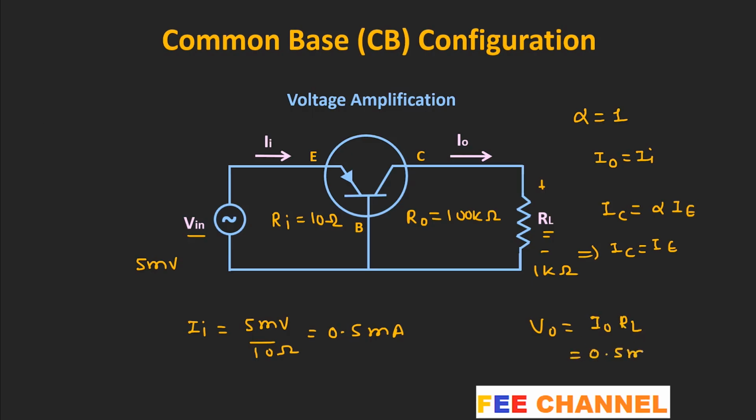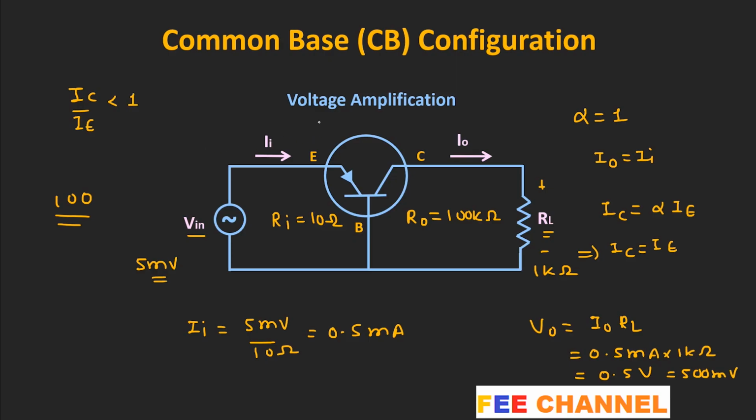So, if we want to find the output voltage, VO, then the VO can be given as IO times RL. That is equal to 0.5 mA asterisk 1 kΩ. That means the output voltage VO is equal to 0.5 V. Now, here the input voltage is 5 mV, while the output voltage is equal to 500 mV. That means the input signal gets amplified by the factor of 100. Or we can say that here the voltage gain is equal to 100. So, in this way, the signal is getting amplified in this common base configuration.